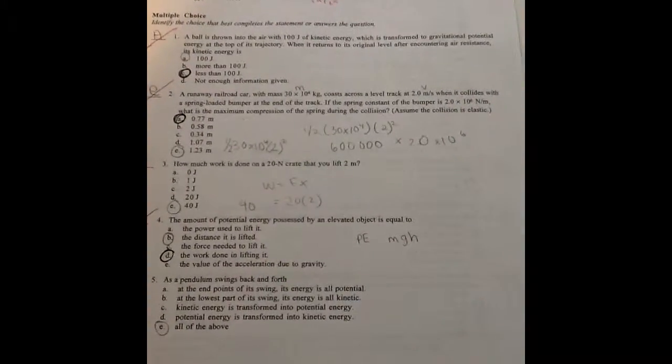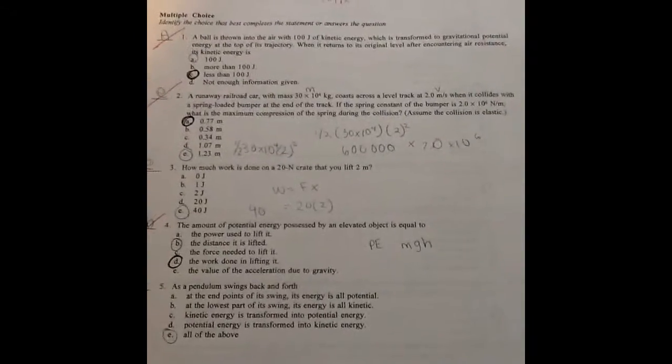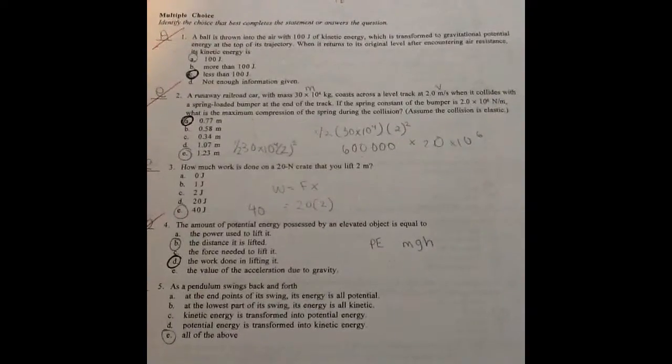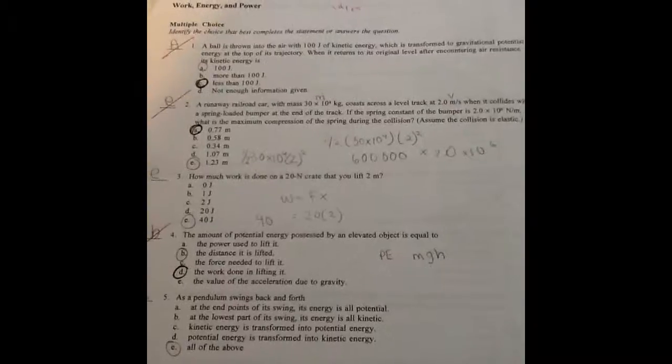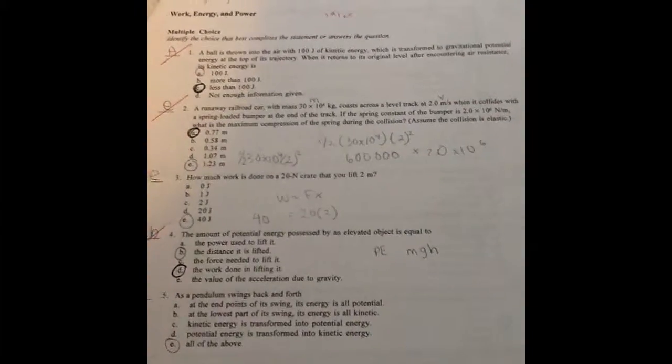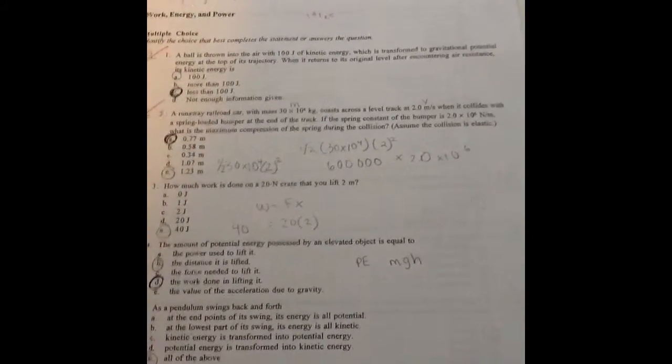Number 1. A ball is thrown into the air with 100 joules of kinetic energy, which is transformed to gravitational potential energy at the top of its trajectory. When it returns to its original level after encountering air resistance, the kinetic energy is C, less than 100 joules. At first I thought it would be 100 joules because nothing changed, but because it encounters air resistance, it loses some of the energy to air resistance, so it's going to be less than 100 joules.